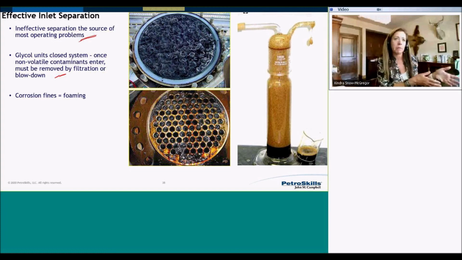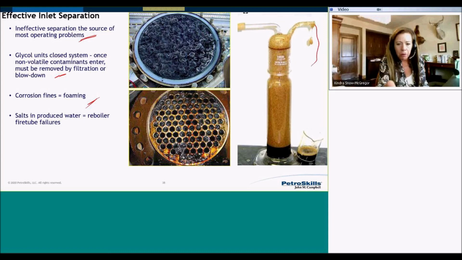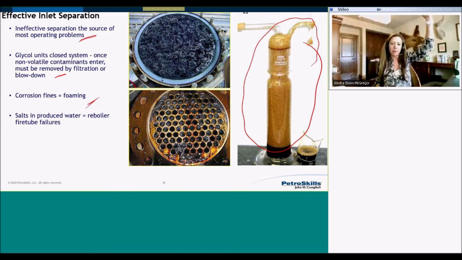The other thing I need to worry about: we saw that picture of the corrosion fines, and that's going to really aggravate my TEG foaming. And TEG foaming looks like this, all right? So imagine you have your 30-foot tall TEG contactor sitting out in the field and it's full of that foam.